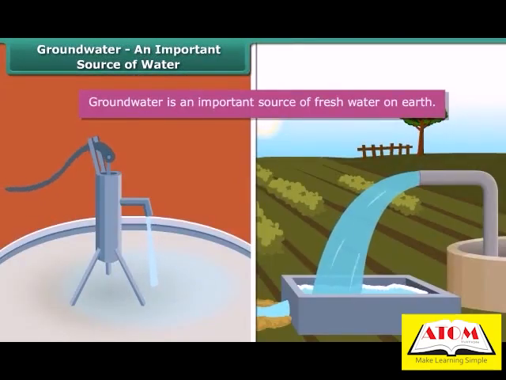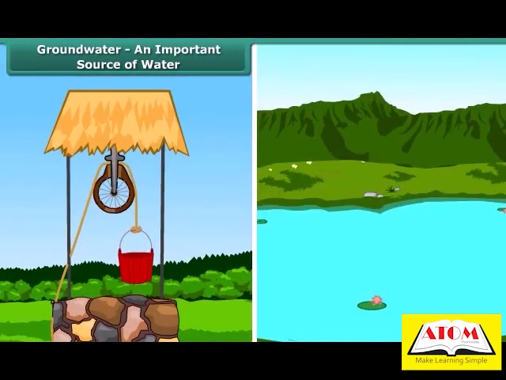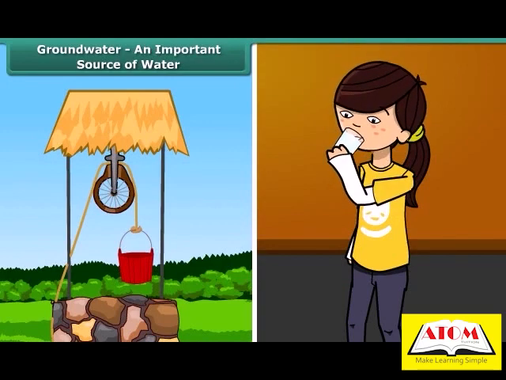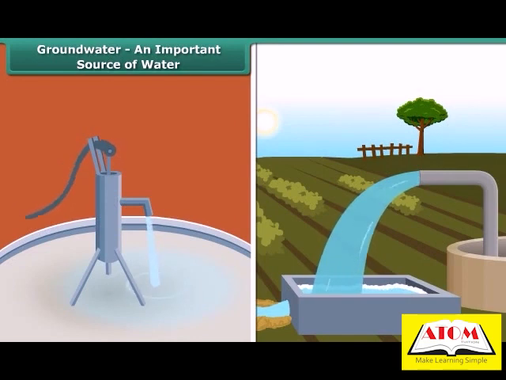Groundwater is an important source of fresh water on Earth. It is the source of water for many lakes and wells. Many of us drink groundwater every day. That is because hand pumps and tube wells tap groundwater to provide water for consumption.